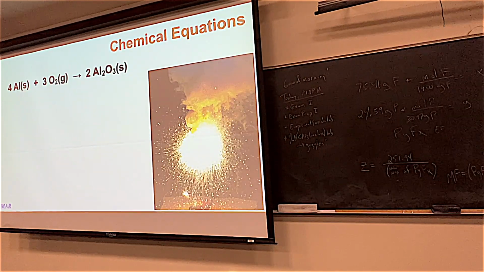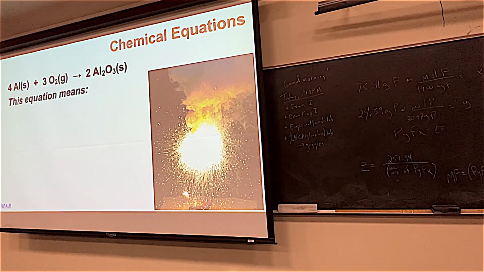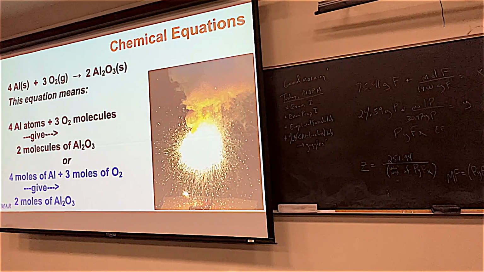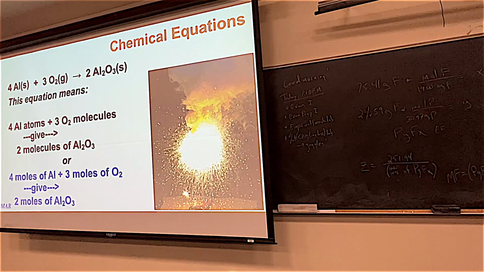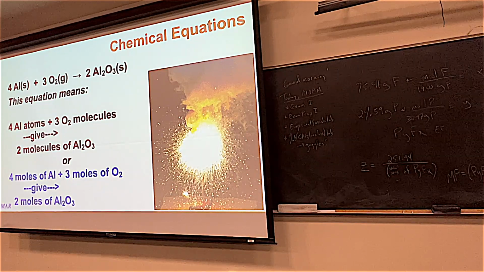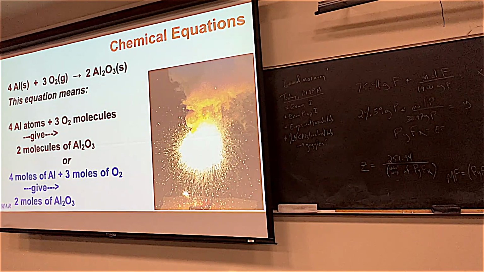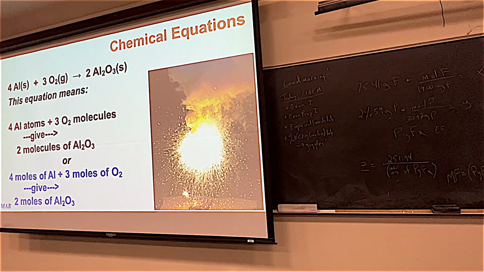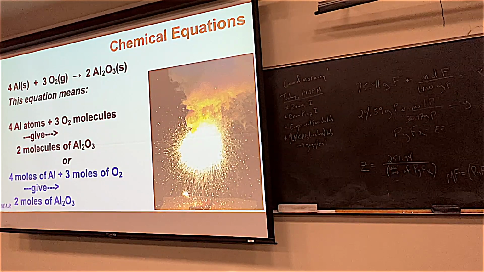Now, if you have a reaction like the aluminum oxide reaction, there's a couple different meanings here. An equation can mean that you have, on the atomic level, 4 atoms of aluminum reacting with 3 molecules of O2, and that makes 2 molecules of aluminum oxide. So at the atomic level, that's what's happening: 4 individual Al atoms and 3 O2s come together, and they make 2 Al2O3s.